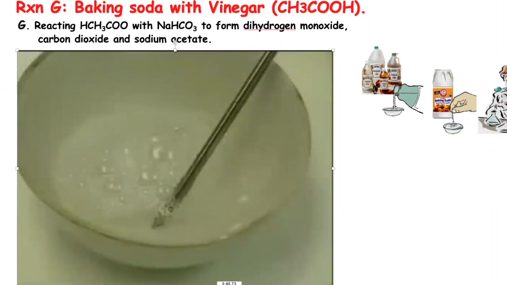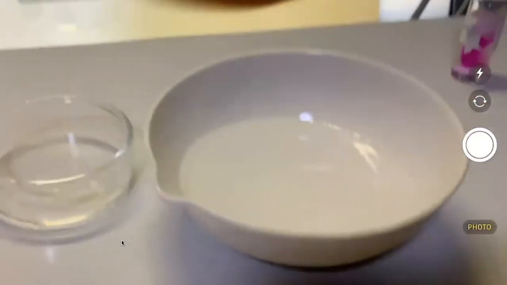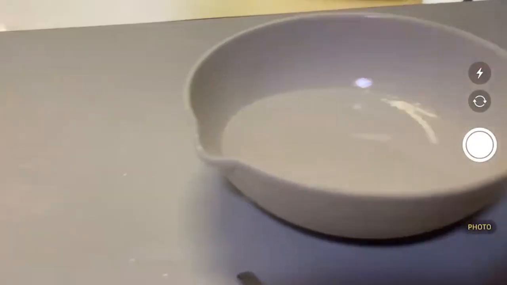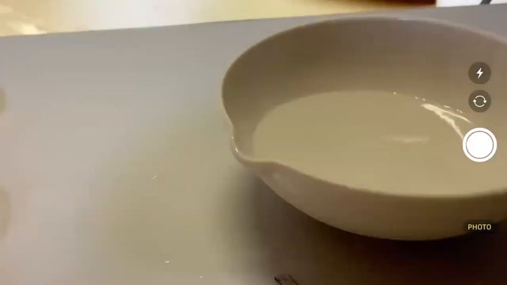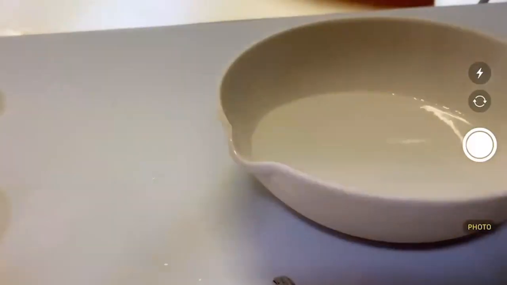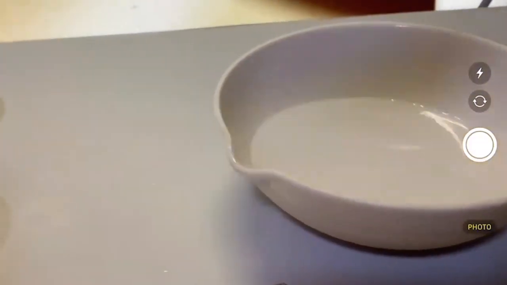What I'm going to do is not put baking soda in my evaporating dish first. I'm going to put some vinegar in my evaporating dish, and then I'll sprinkle in baking soda. That way I can control things. That right there is vinegar. And then I'm just going to take some baking soda and sprinkle in a few. I have a spoon here so that I can control it.